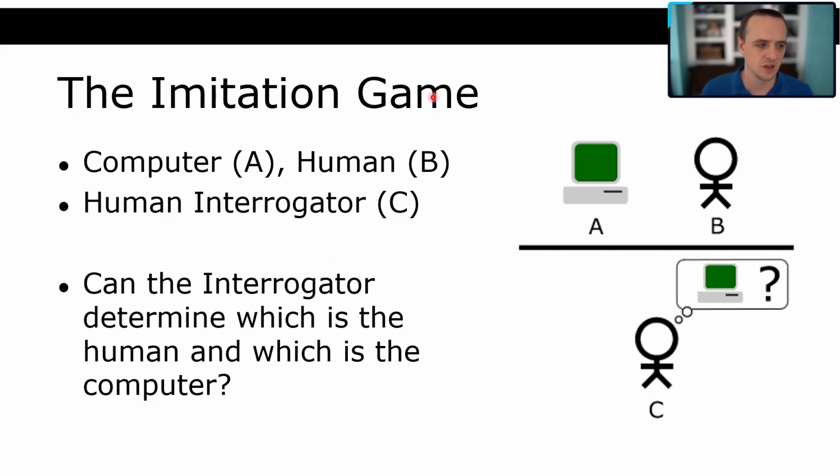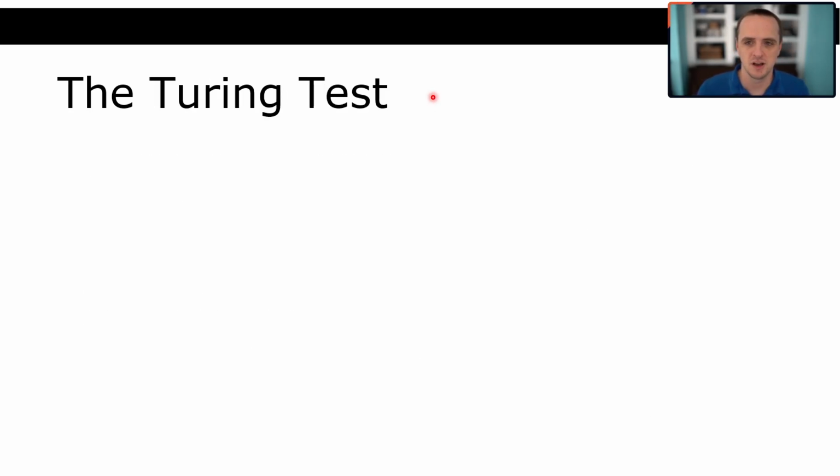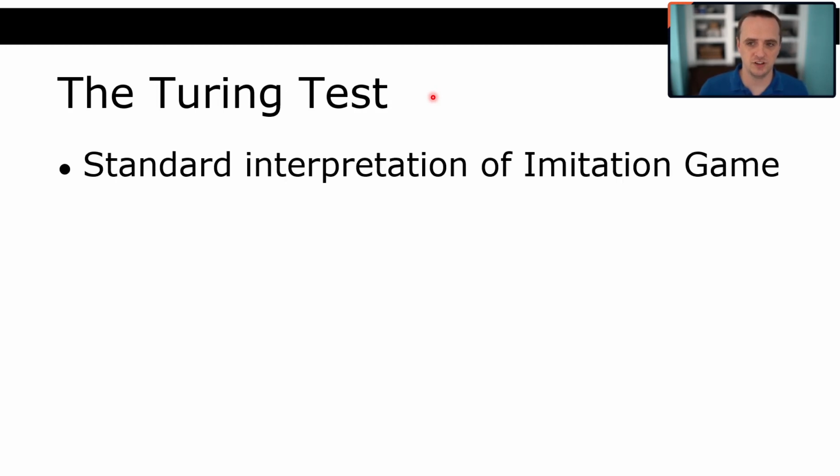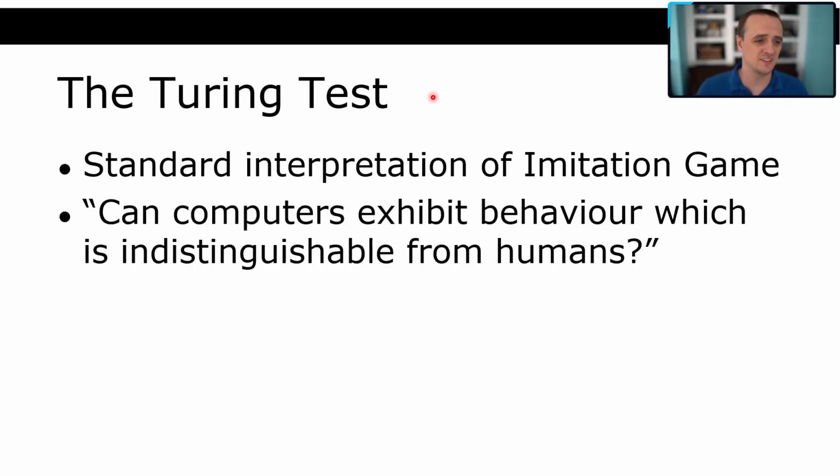It's a good movie. Someone in the chat just said Blade Runner. Yep. So in Blade Runner, they were trying to tell, what was it called, replicants, I think it was, who were the robots and who weren't. They weren't really robots, but... So the standard interpretation of the imitation game is called the Turing test. Okay? So the Turing test is essentially, can computers exhibit behavior which is indistinguishable from humans in some domain?